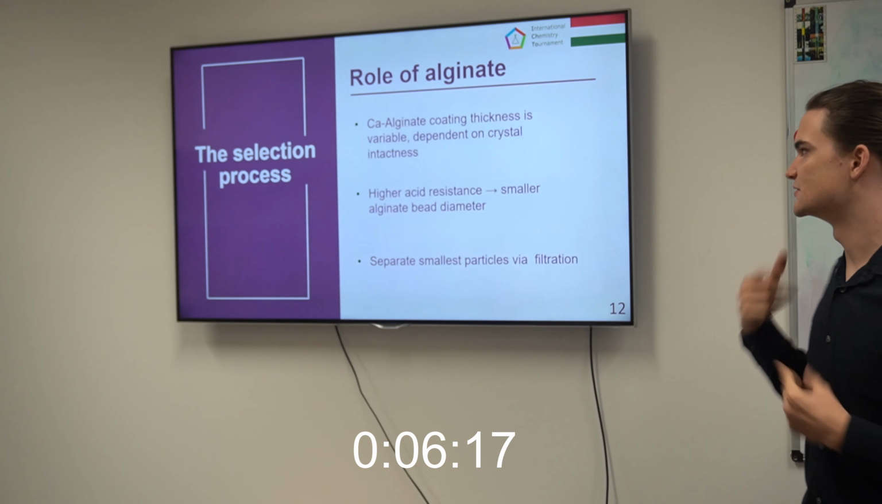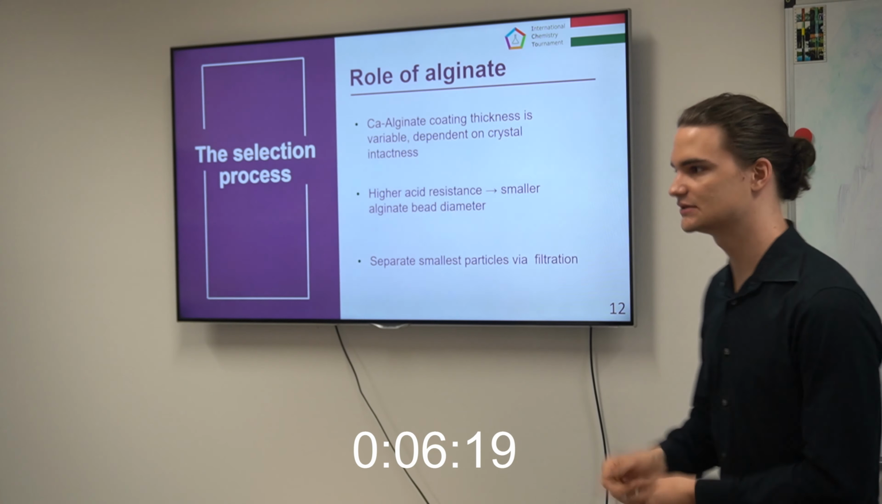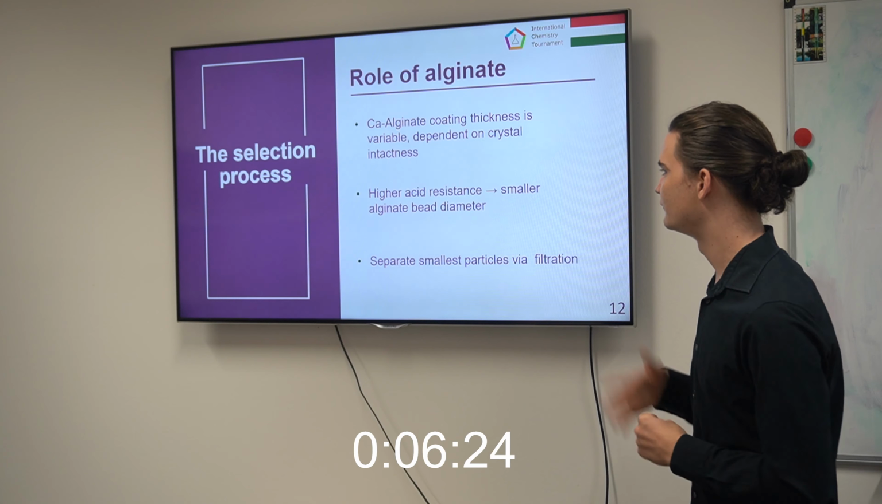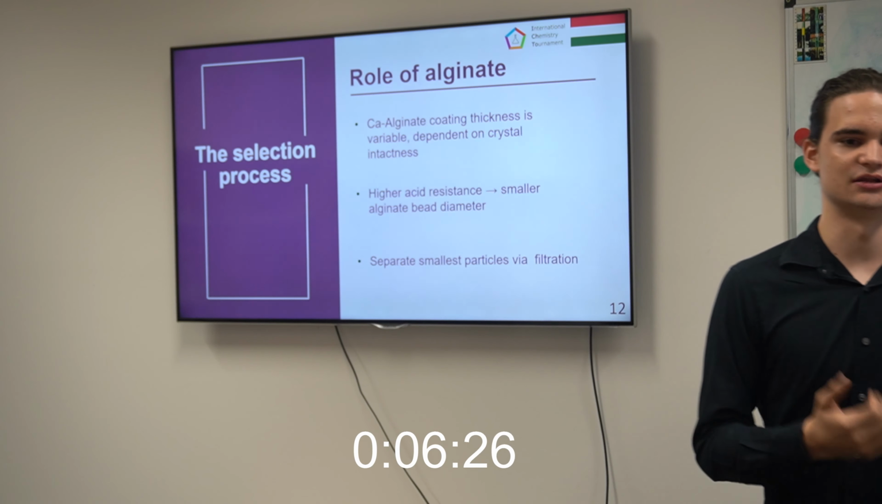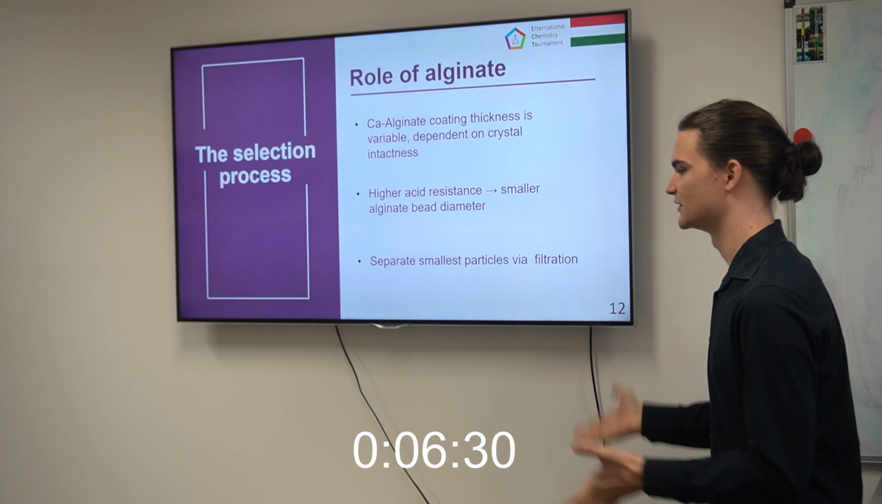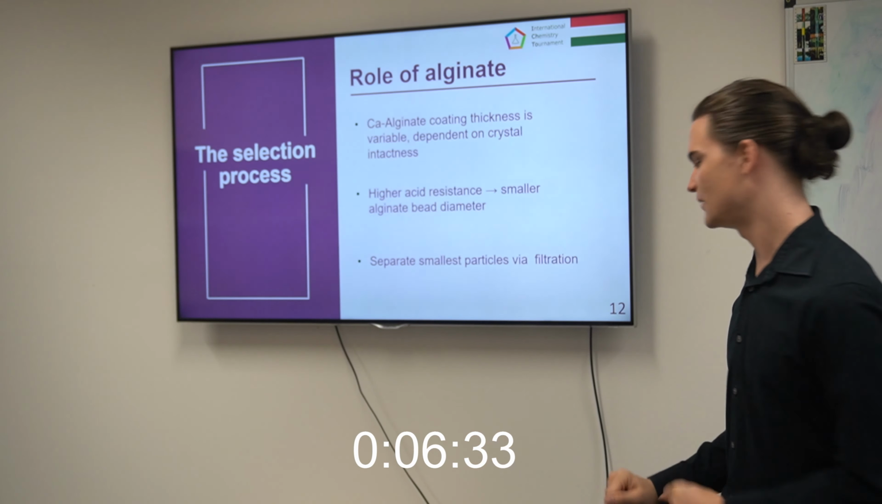Because the higher the acid resistance of the crystal is, the fewer calcium ions leave the crystal, and therefore the smaller the alginate diameter will be. And after that, we can just separate the smallest particles via a simple filtration step.